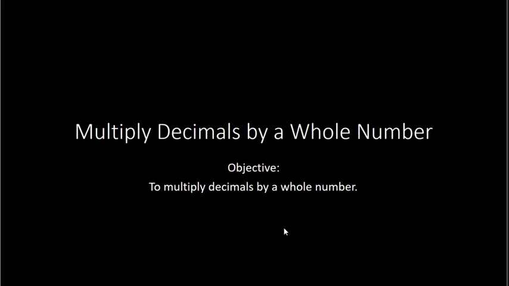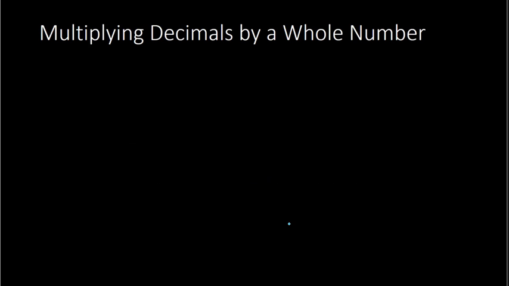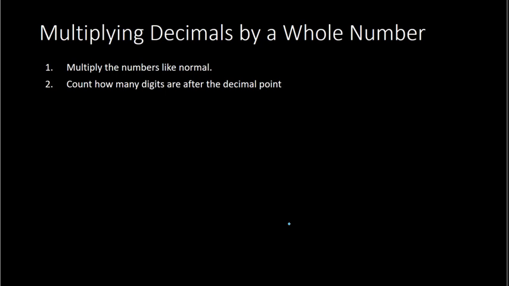In this video, you will learn to multiply decimals by a whole number. Now, if you can multiply regular numbers together, you can multiply numbers with decimals as well, because to begin, you're going to go through the same process. So you multiply the numbers just like normal, but the only thing is at the end, you just need to count how many digits are after the decimal point in the number you're multiplying, because whatever that number is, that's how many digits are after the decimal point of the solution.